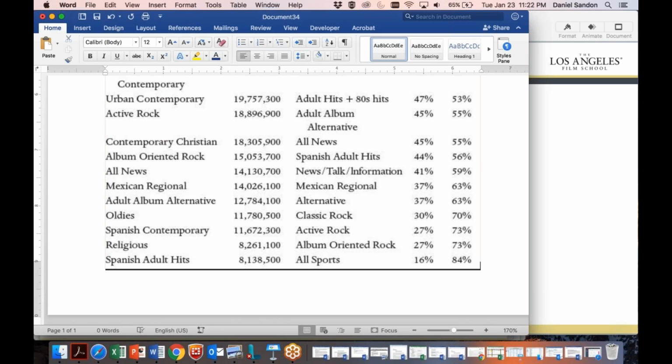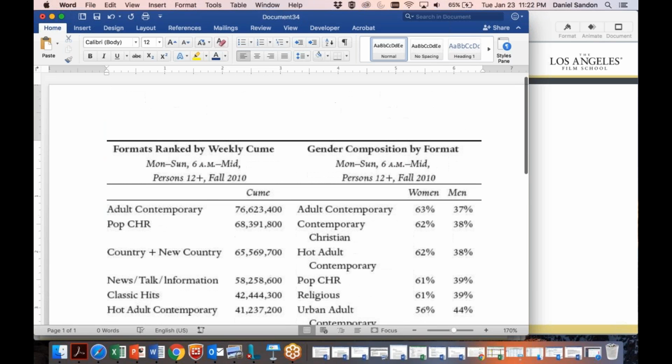Okay, so if you think about this side of the table, the bottom is the highest percentage of men going up from there. So the highest percentage of men is for all sports. The next highest percentage of men is album-oriented rock, followed by active rock, and then classic rock, and so on and so on. Okay. So I wanted to give you an idea of what's going on in this table, and then I'm going to give you some questions about it.